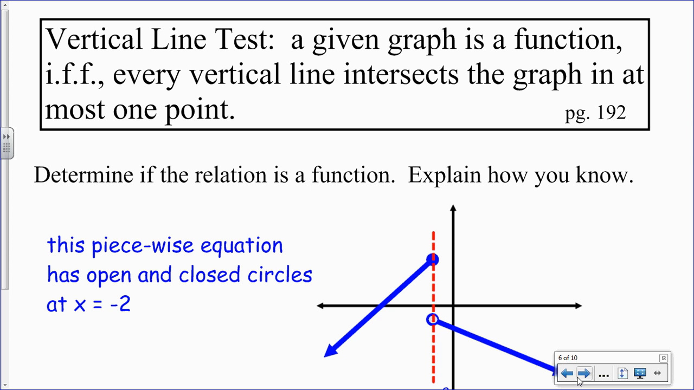So a given graph is a function if and only if. So this IFF, that stands for if and only if.